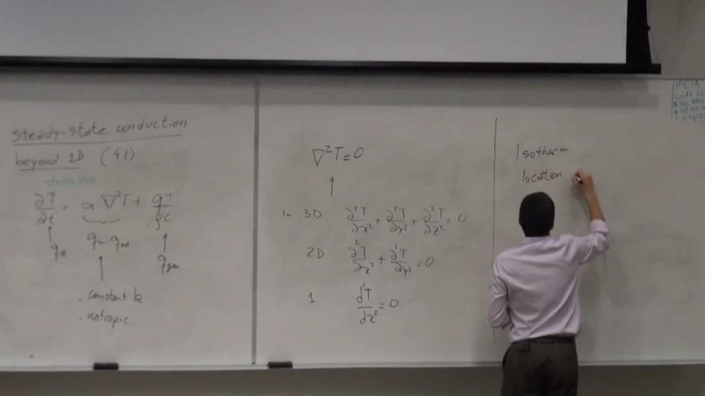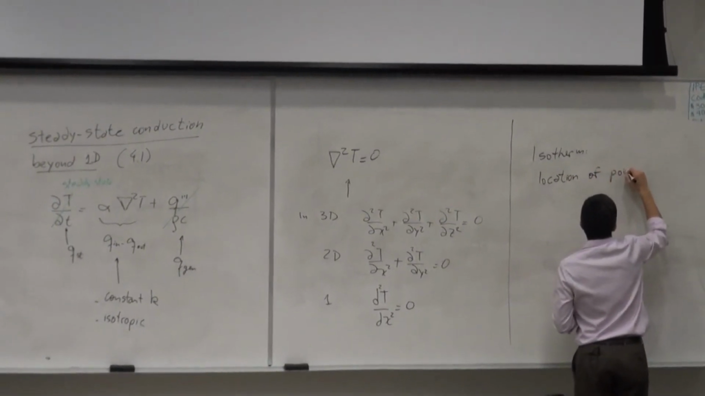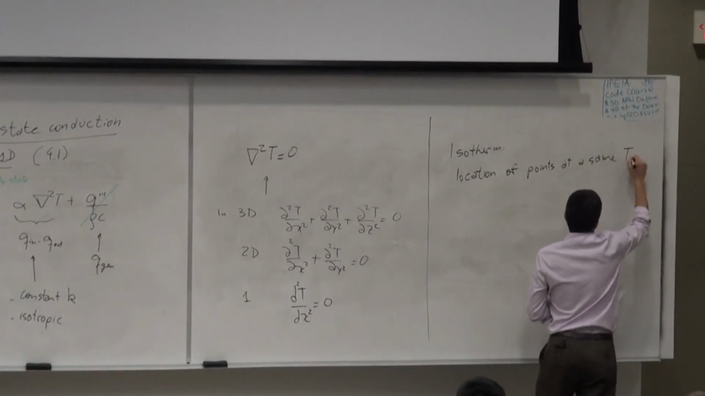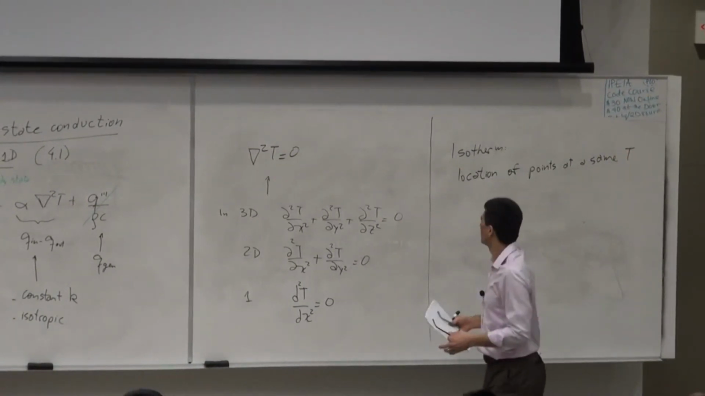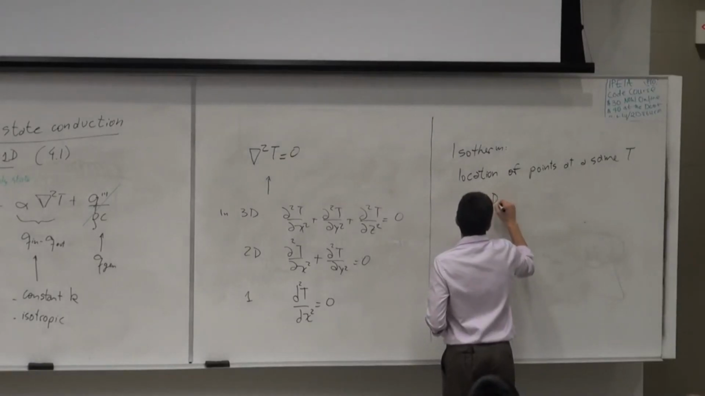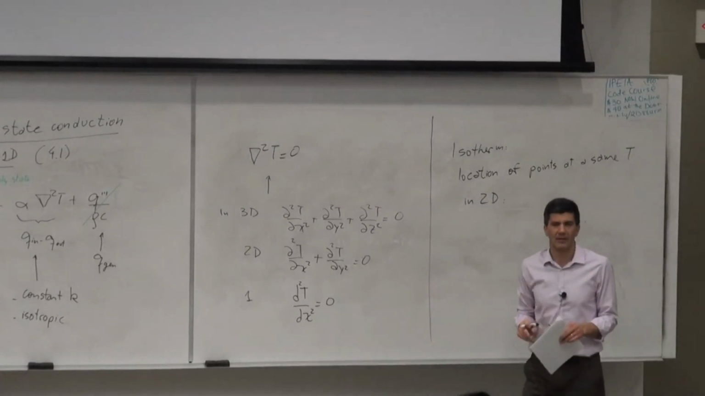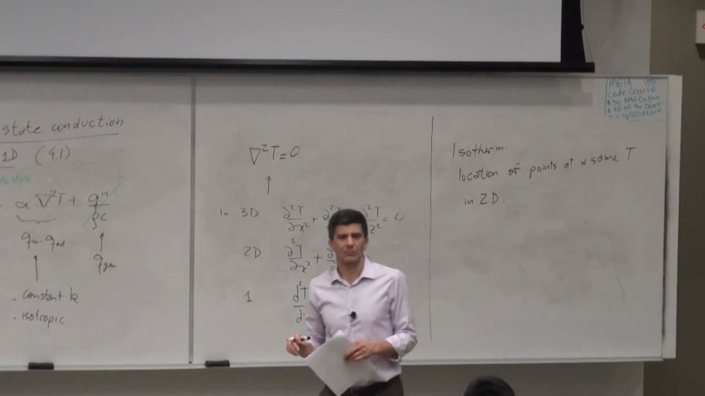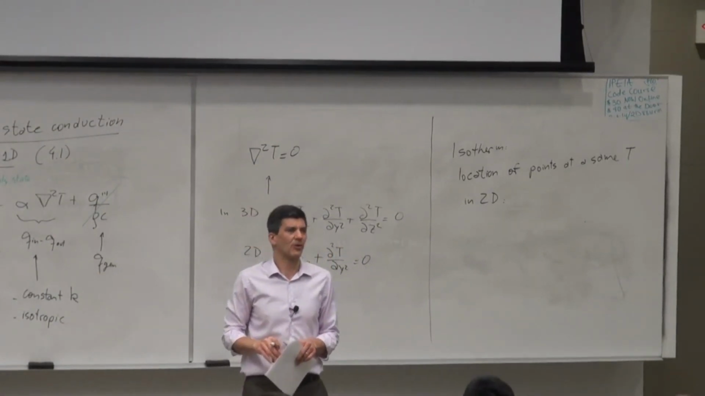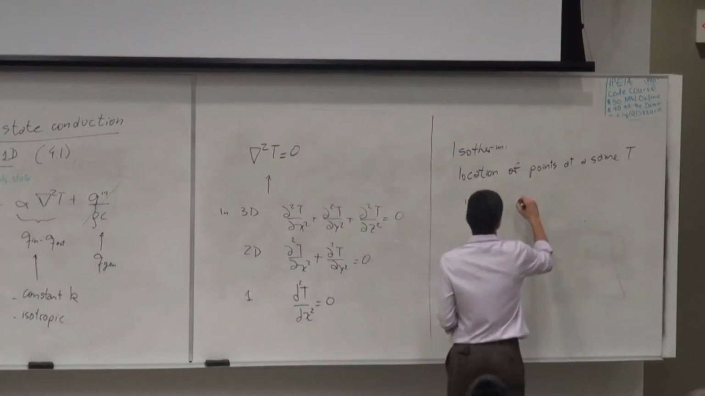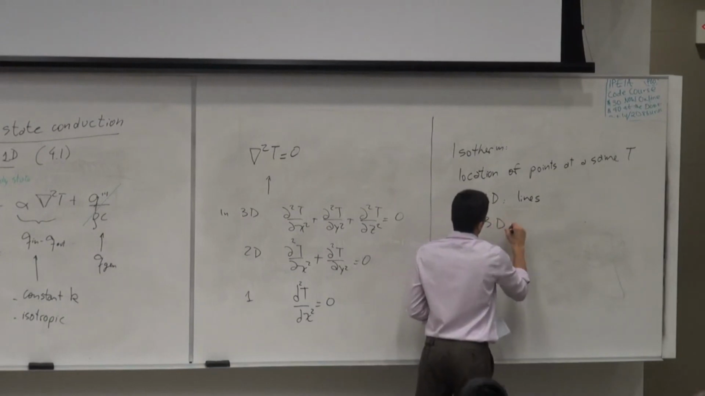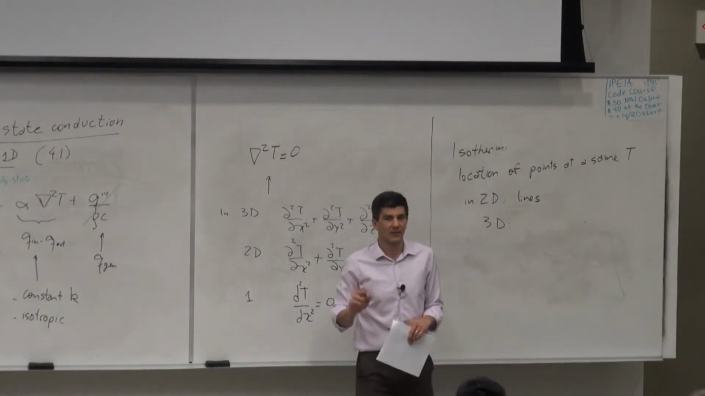Isotherms: location of points at the same temperature. All right. In 2D, what do the isotherms look like? What geometric element are those? Those are lines. These are lines in 2D. We're going to do some examples. What is an isotherm in 3D? It's a surface.